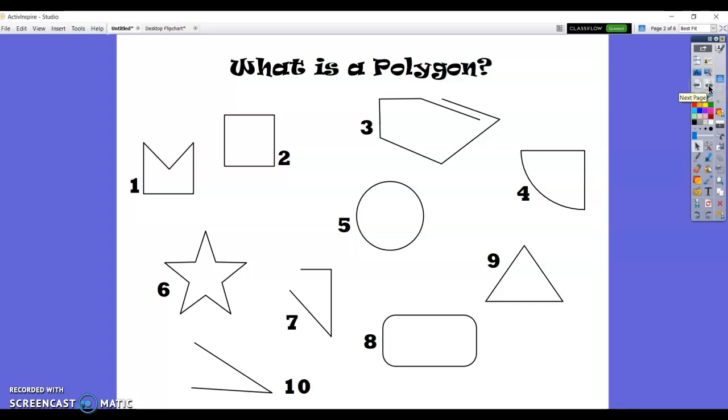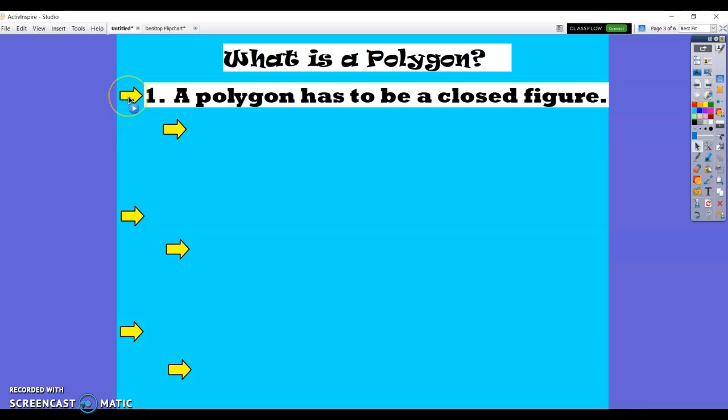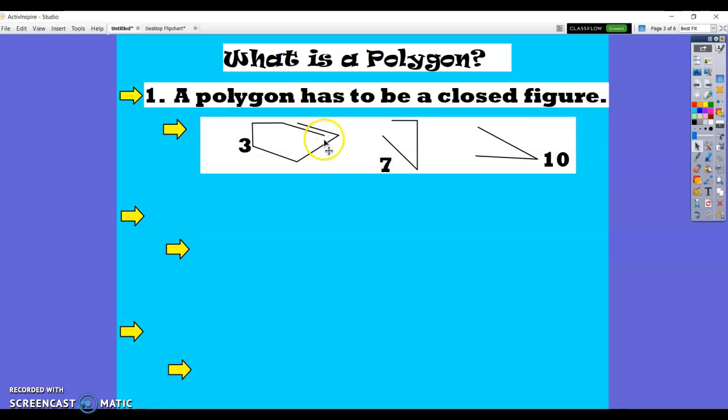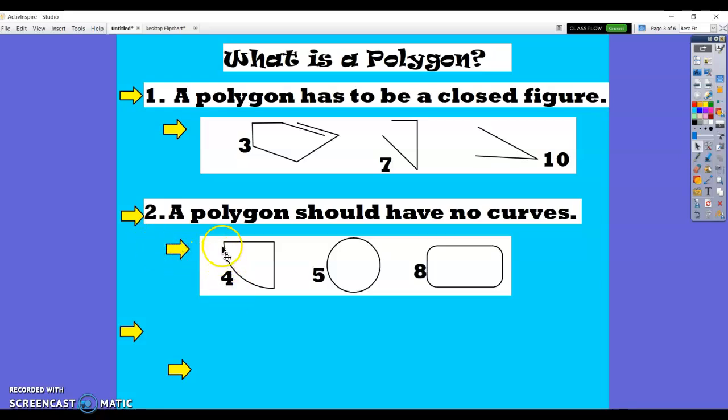Now let's see what the real criteria for a polygon are. First of all, a polygon has to be a closed figure. Any shape with openings like these, right here and right here, are not polygons. Number 2, a polygon should have no curves. Any shape with curves, like number 4 right here, a circle, or this one that looks like a rectangle but the corners or vertices are all rounded. These are all curves, that means they are not polygons.